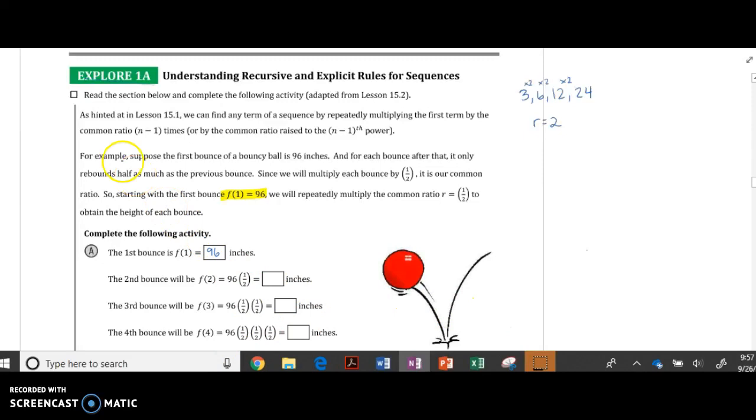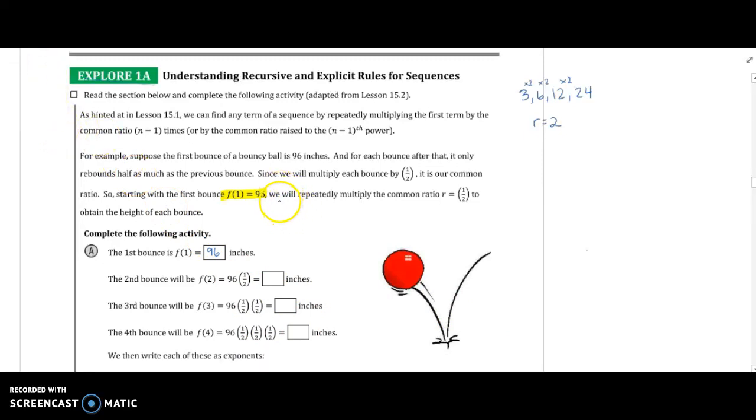Could you get out your calculator for me to work on that? 96 divided by 2, you should get 48. And then for the third bounce, we're going to take half of 48, right? Half of 48 is 24. Or if we want to think of what the height is from the very beginning, we take the first term and multiply by 1/2 twice to get to the third bounce. And then to get the fourth bounce, we have to multiply by the common ratio 3 times. So we're just going to divide the third one by 2. That's going to give us 12.